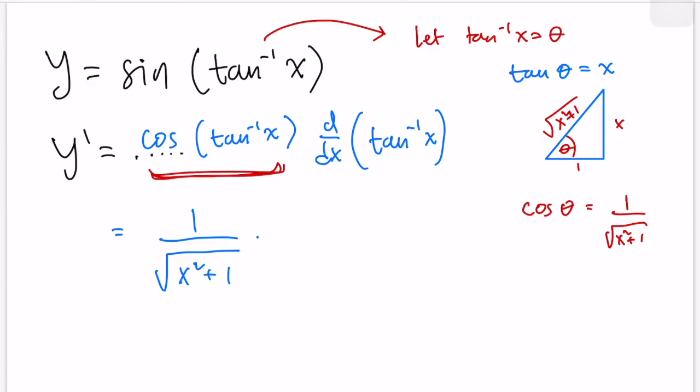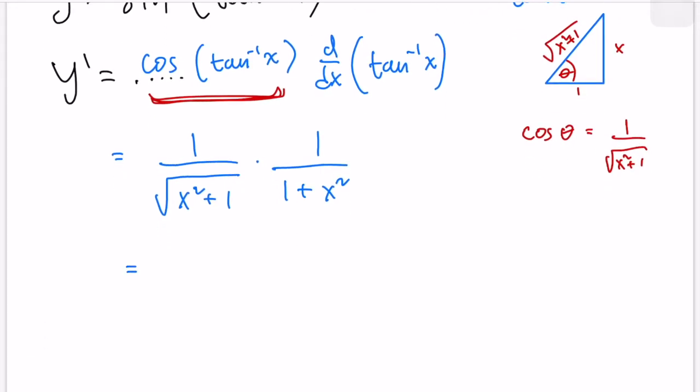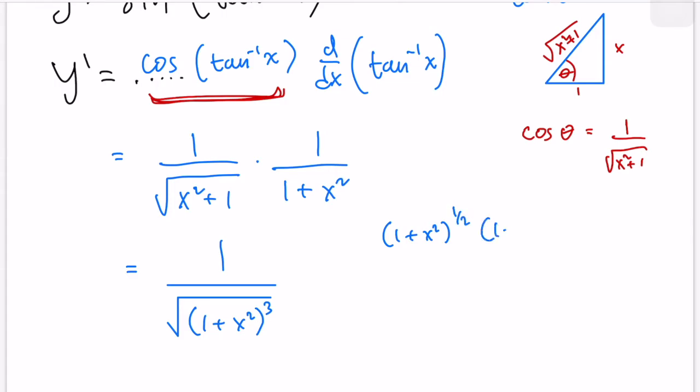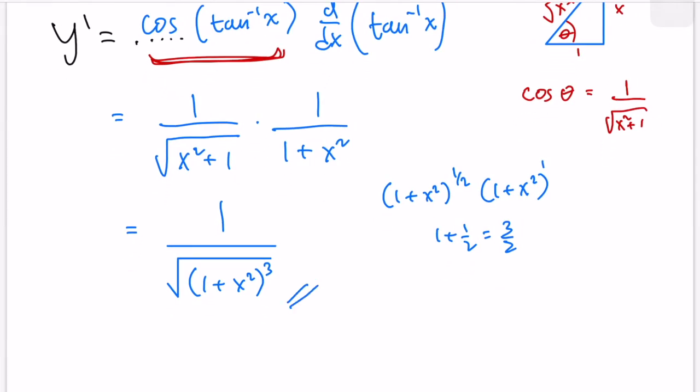And d/dx of tangent inverse will be 1 over 1 plus x squared. Or if you want to simplify this, we can have this as 1 over square root of 1 plus x squared to the power of 3, because you have 1 plus x squared to the power of half, and then 1 plus x squared. So 1 plus half is 3 over 2. So 3 over 2 becomes this, 1 over square root 1 plus x squared cubed. Okay, then this will be the answer.